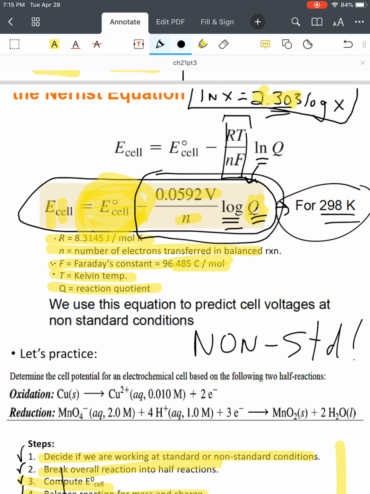Again, we use this equation at 298 Kelvin. That'll be very common, but it's really only for that temperature. Okay, that's important because to get this factor 0.0592, we had to plug that into this equation. So really this second equation here in the brown box is only for 298 Kelvin.